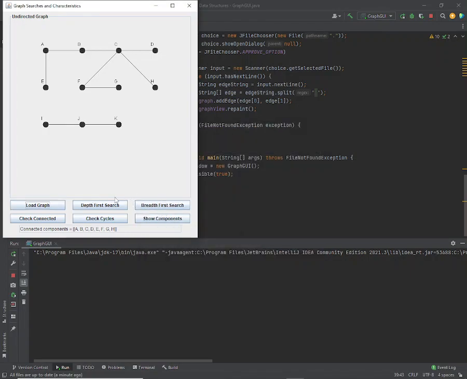With the second graph, we'll skip the searches again and check connectedness. In this particular case, the graph's not connected, so it should tell us that. It still has no cycles. And now when we look at the connected components, it should show us two sets of connected components, because the graph is not a connected one like the previous one was. You can try it on some other examples to see how some of these other operations work.